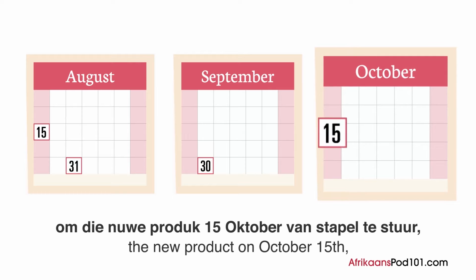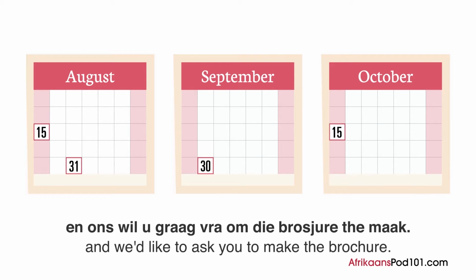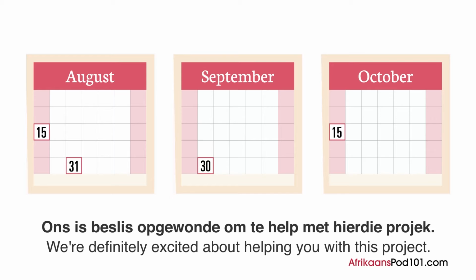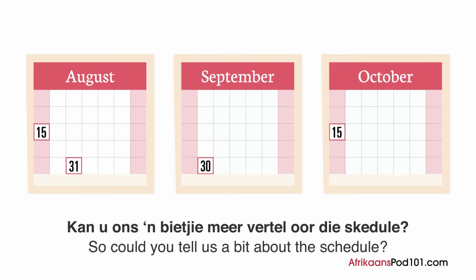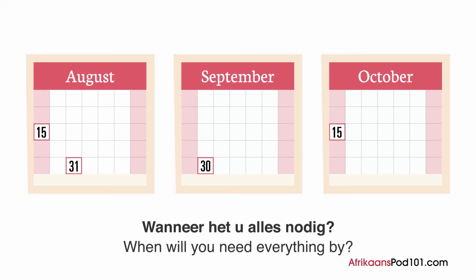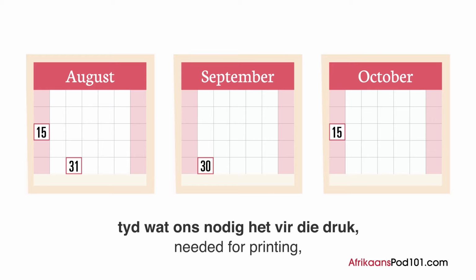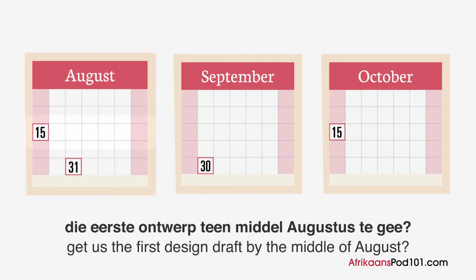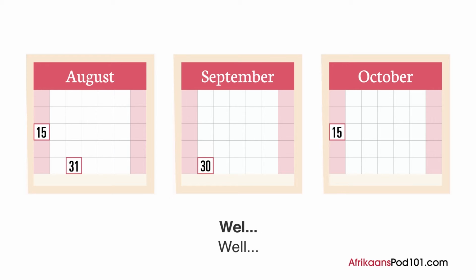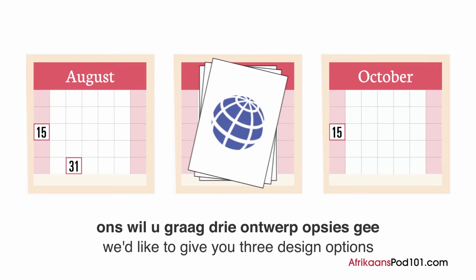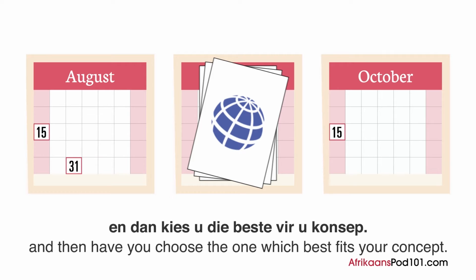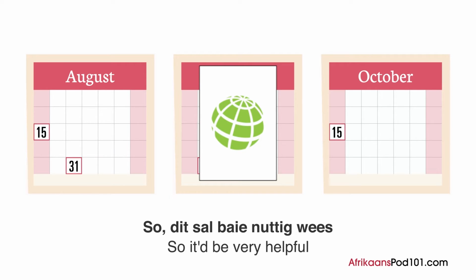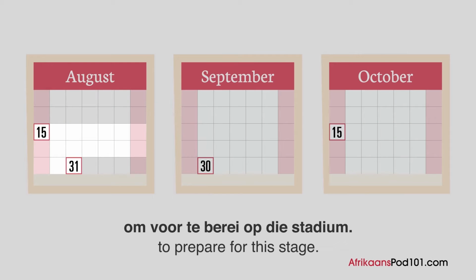Ons het besluit om die nuwe produk 15 Oktober van stapel te stuur, en ons wil u graag vra om die brosjure te maak. Baie dankie. Ons is beslis opgewonde om te help met hierdie projek. Kan u ons 'n bietjie meer vertel oor die skedule? Wanneer het u alles nodig? Wel, met inagneming van die tyd wat ons nodig het vir die druk, wil ons graag die brosjures hê teen die einde van September. Sou dit vir u moontlik wees om ons eerste ontwerp teen middel Augustus te gee? Wel, ons wil graag 3 ontwerpopsies gee vir die aanvanklike konsep. En dan kies u die beste vir u konsep. Dan maak ons die finale ontwerp gebaseer op u keuse. So dit sal baie nuttig wees as u 2 meer weke gee om voor te berei op die stadium.